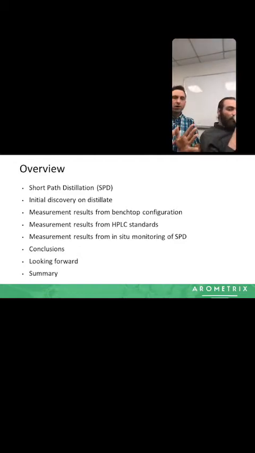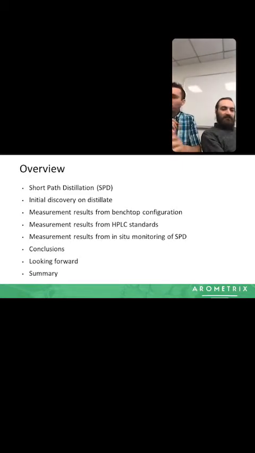So just want to give you a quick overview of what we're going to be talking about today. First, most of you are going to know this, but we're going to talk a little bit about short path distillation and why process control is so important for it. We're going to go into the initial work we carried out to figure out what could be done in process control, some of the novel experiments that we did there.